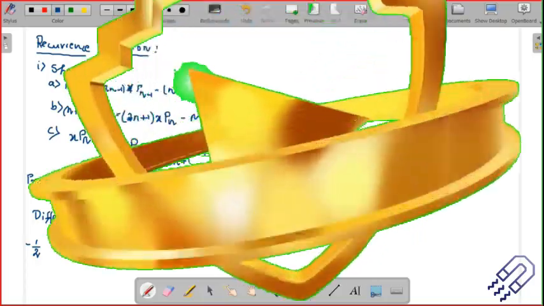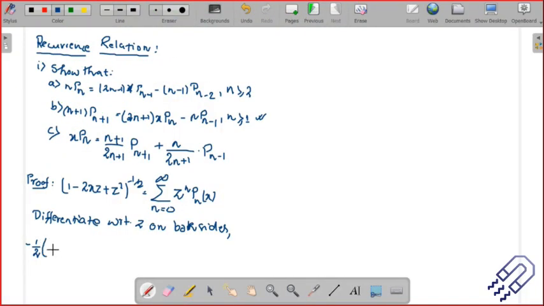Let's do it on the left hand side. So minus half into (1 minus 2xz plus z squared) to the power minus 3 by 2. We have done it in the last class also yesterday. Then you differentiate this, which would be minus 2x because we are differentiating with respect to z, plus 2z, right? That's it on this side. On this side it would be summation n equal to 0 to infinity n z to the power n minus 1 P n of x, right? We have it here.